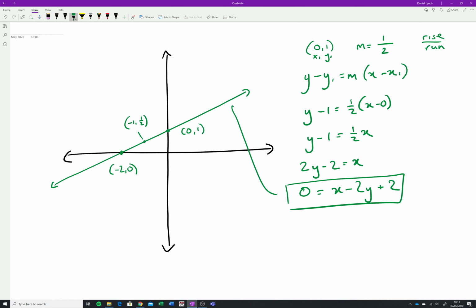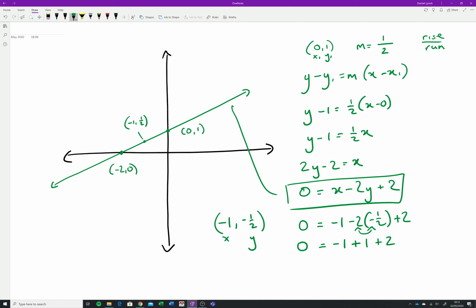Meaning that if you take any point that is on that line and sub it in, it will satisfy the equation, i.e. it'll give you a correct answer. So let's take the point that we already decided was also on it, minus 1, a half, and we'll place it in. That's x, that's y. We get 0 is equal to x, which is minus 1, minus 2 times y, which is minus a half, plus 2. So we would get that 0 is equal to minus 1. We then do minus 2 times minus a half, so that's going to be plus 1. And then we have plus 2 here.